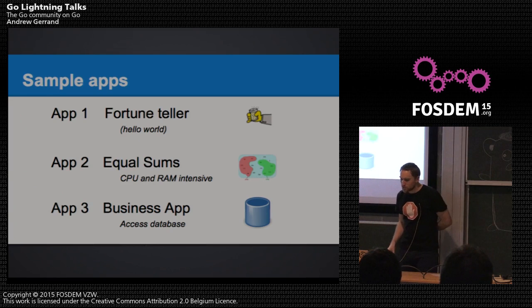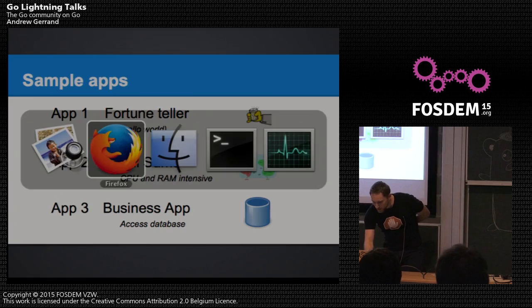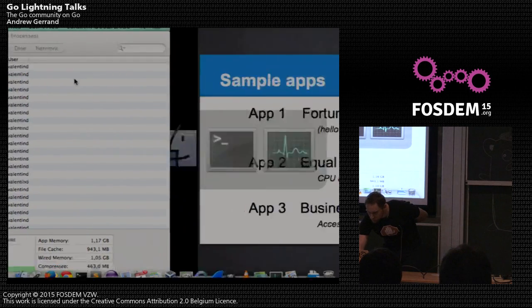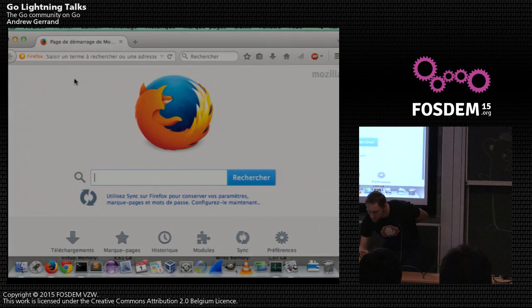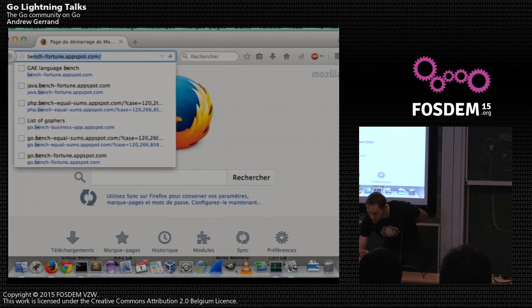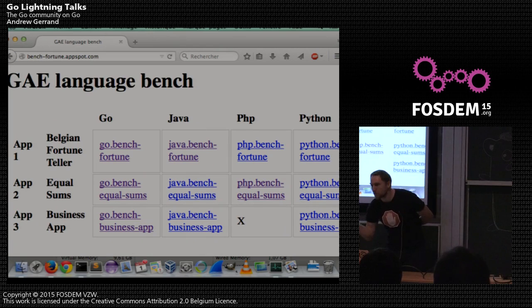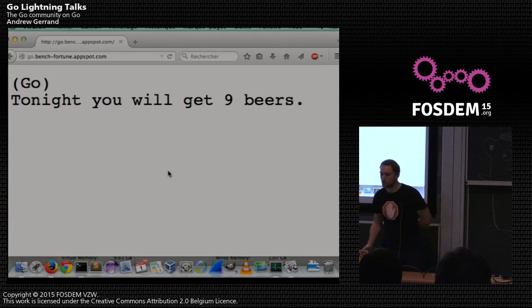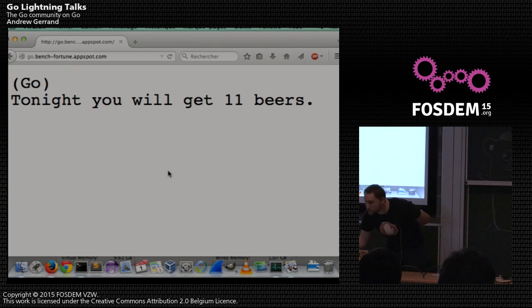Okay, I got some sample apps. One is a fortune teller. I can show you a live demo, if I get some connectivity, which is not guaranteed. I actually implemented all those 11 implementations just to compare the behavior. So the fortune teller in Go says, tonight you will get 9 beers. It's a hello world. And if somebody goes to that page, he might see, tonight you will get 11 beers.